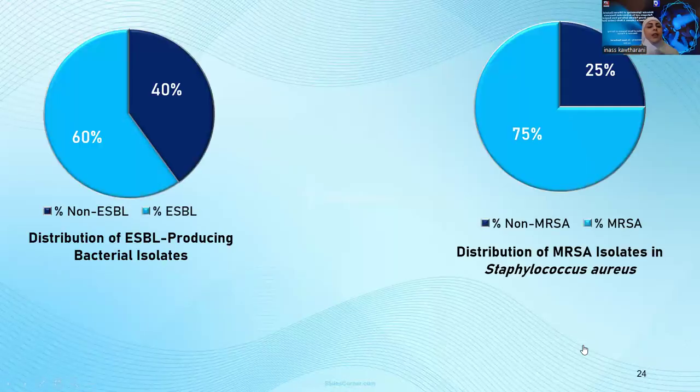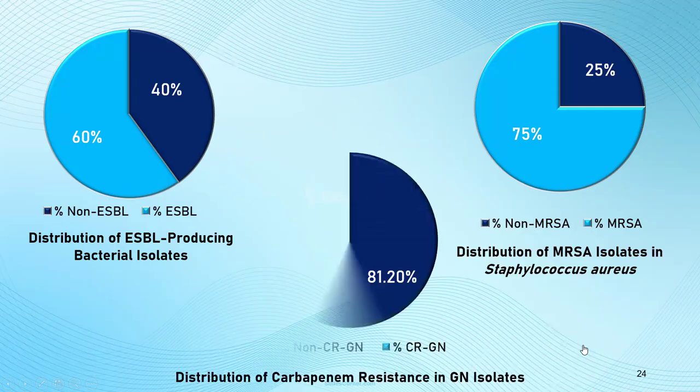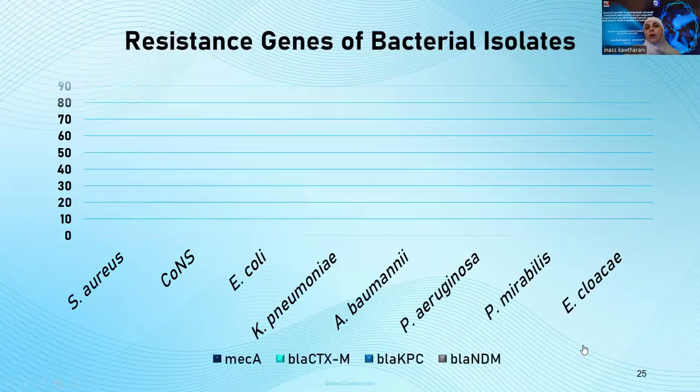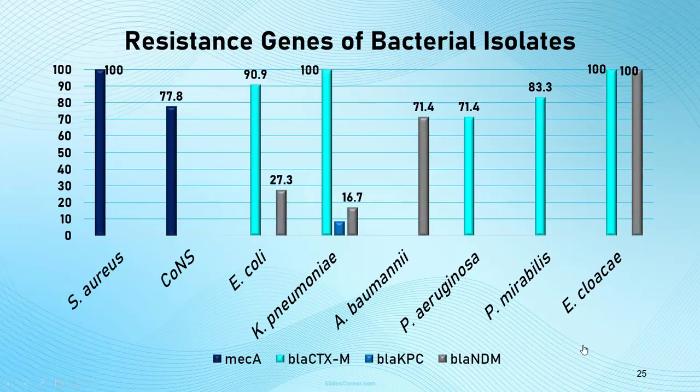Now, let's look at the distribution of specific resistance strains. We showed a high proportion of extended spectrum beta-lactamase, which accounted for 60%, and a high proportion of MRSA, 75%, while CRE accounted for only 18.8%, where Acinetobacter reported a high level of carbapenem resistance.